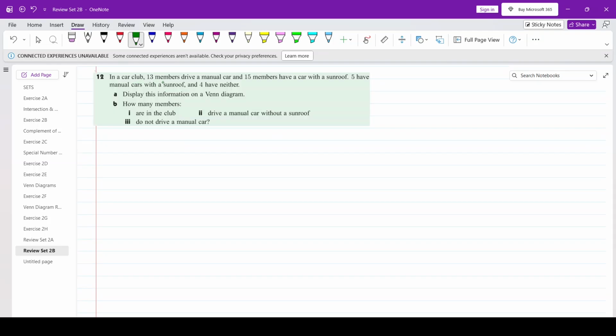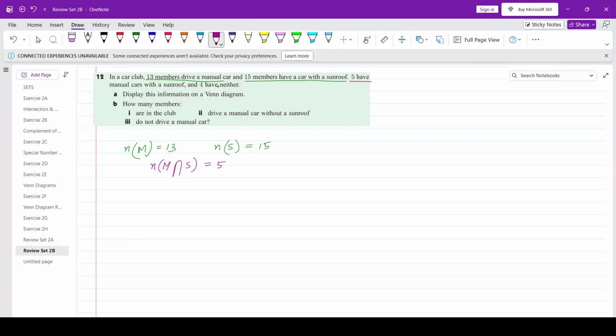Let's go to the next question. In a car club, 13 members drive a manual car. So number of people driving the manual car is 13. 15 members have a car with sunroof. Number of members having a car with sunroof is 15. 5 have manual cars with a sunroof. So number of members with manual car along with a sunroof is 5.